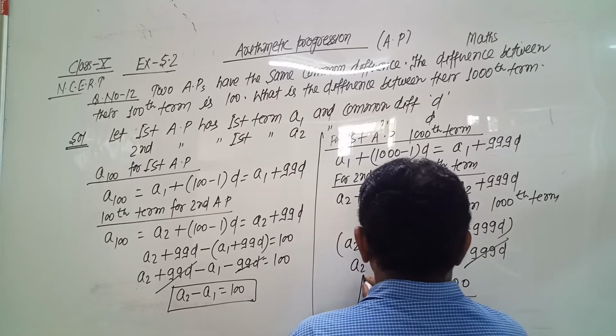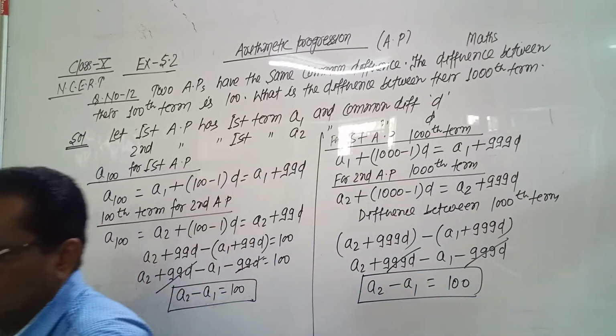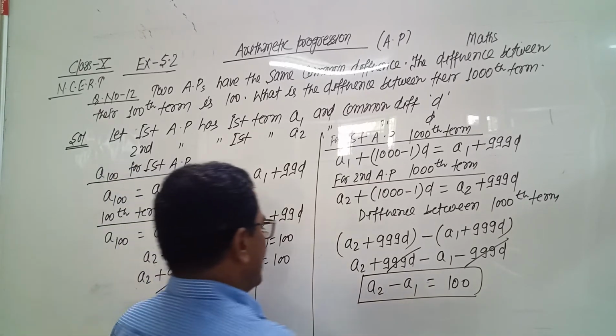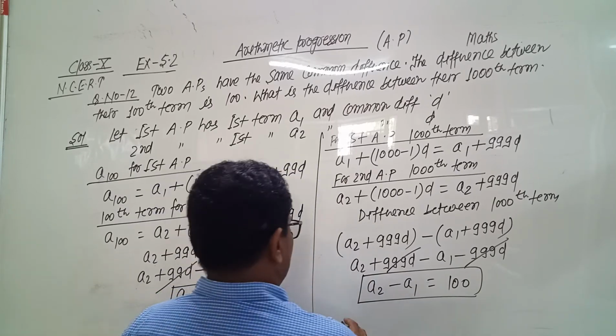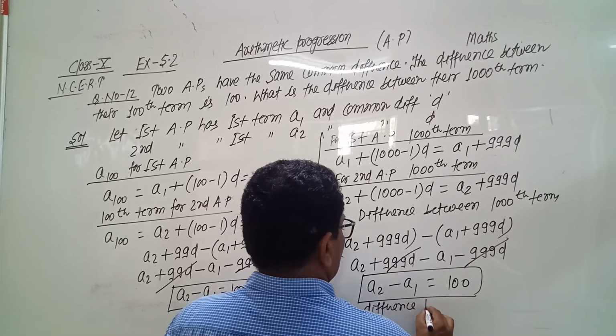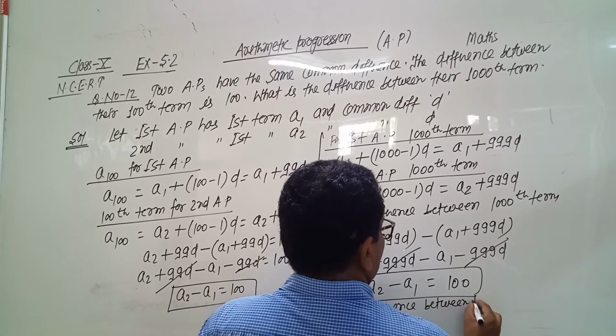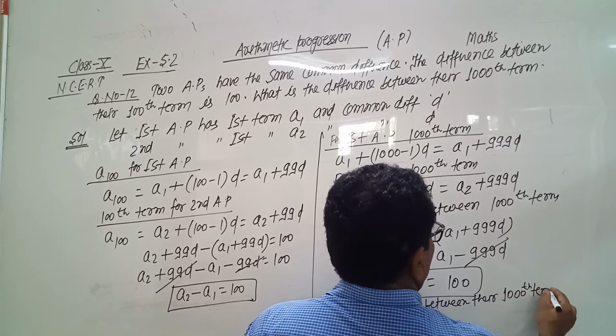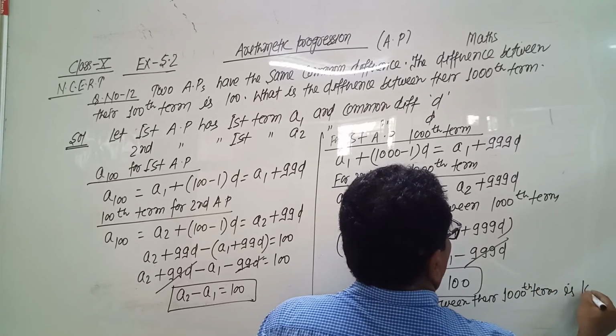So the result is the difference between their 1000th terms is also 100. So the answer is the difference between their 1000th terms is also 100. So finally we can write the difference between their 1000th terms is 100.